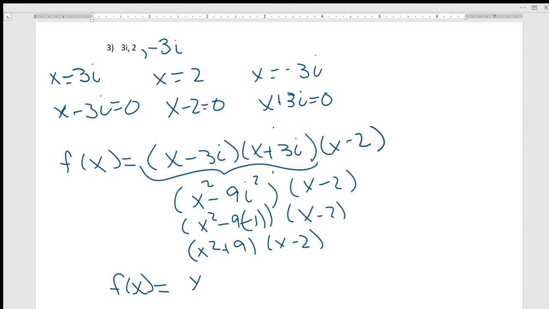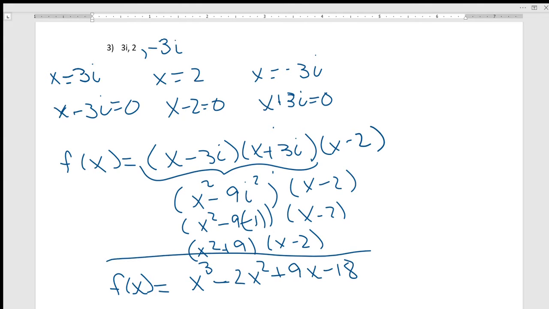All right, distributing, we get x to the third minus 2x squared, distributing the x squared. Now we'll distribute the 9, that's plus 9x minus 18, and there you have it. There's your function with those three zeros.